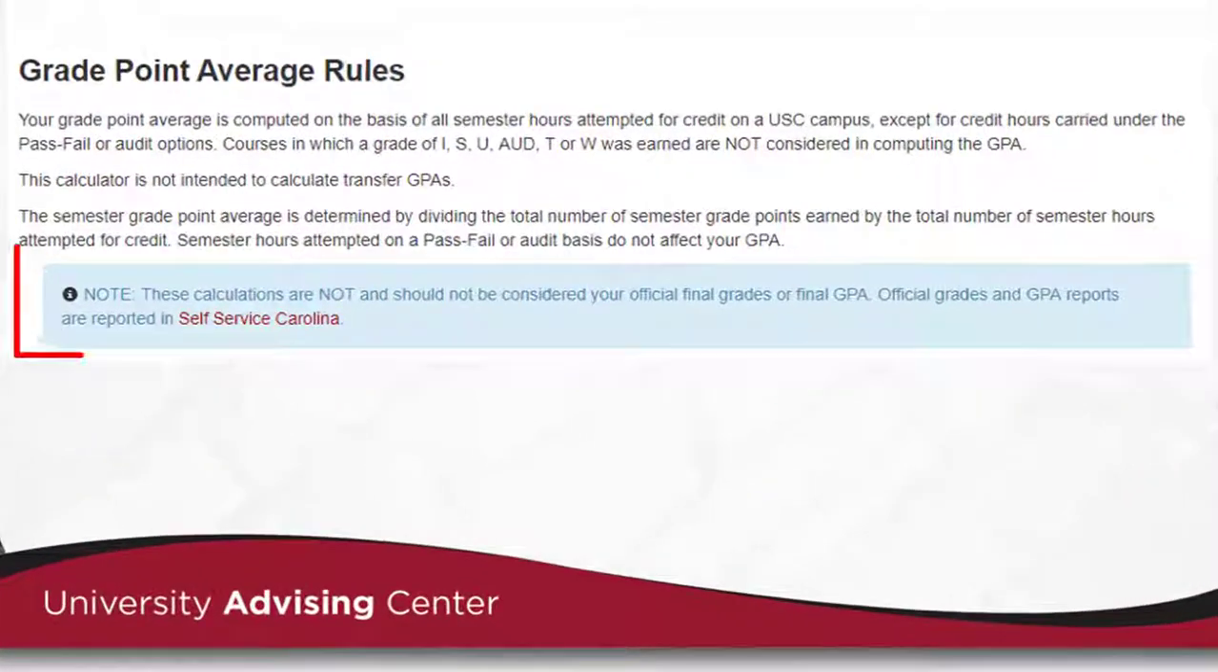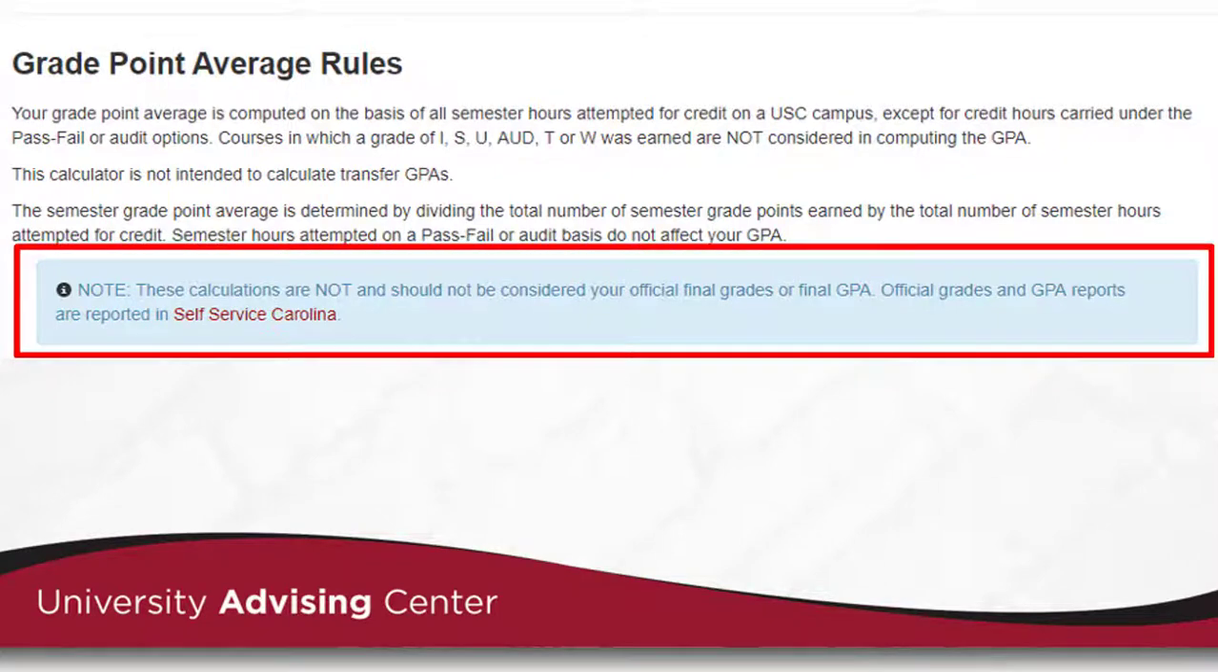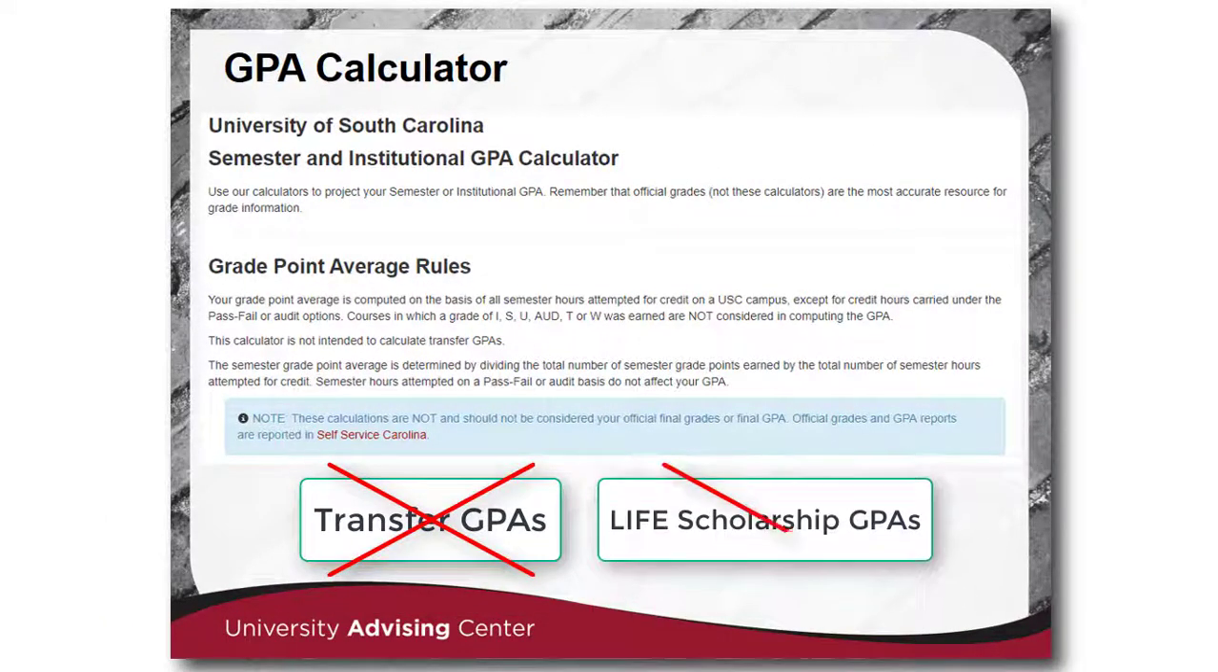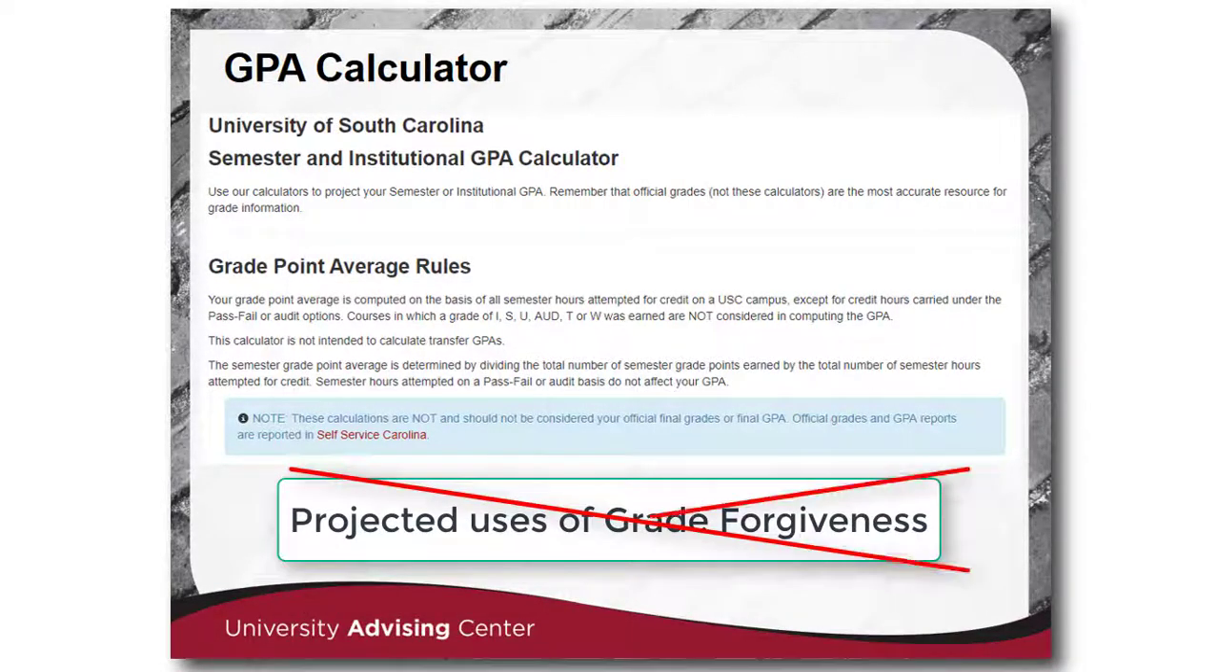Please remember that these calculations are unofficial. Official grades and GPAs are recorded within Self-Service Carolina. This calculator is not intended to factor in transfer GPAs or life scholarship GPAs. This calculator cannot calculate projected uses of grade forgiveness.